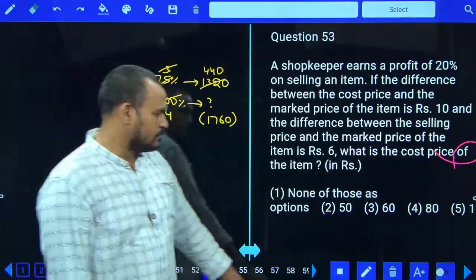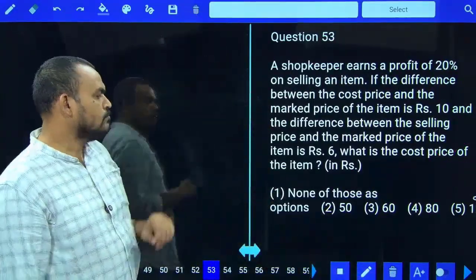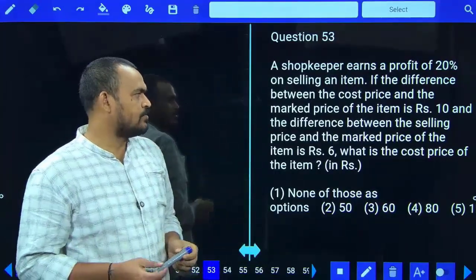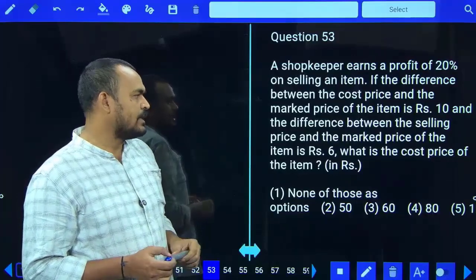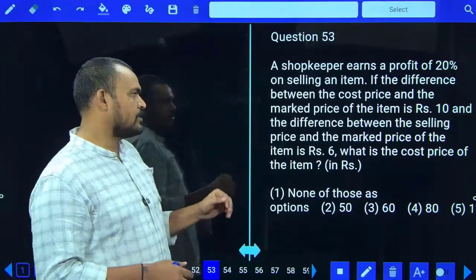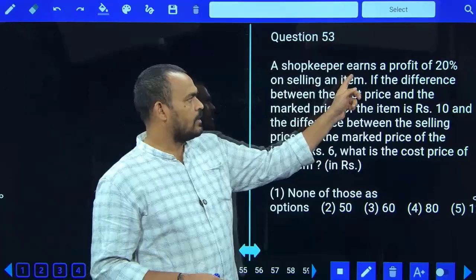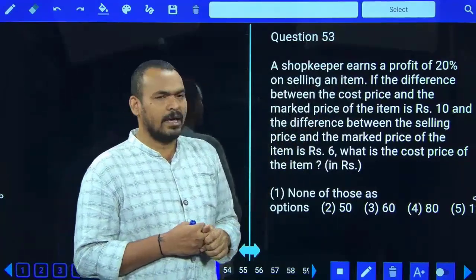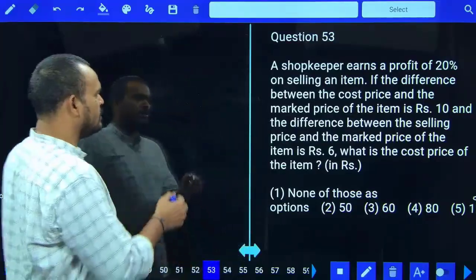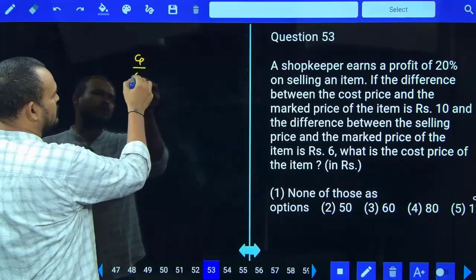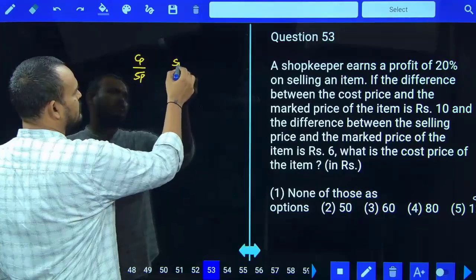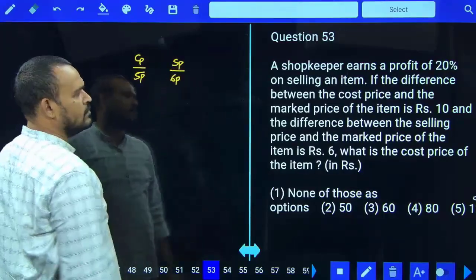Next question number 53. A shopkeeper earned a profit of 20% on selling an item. If the difference between the cost price and market price of the item is 10 and the difference between selling price and market price of the item is 6 rupees, what is the cost price of the item? First of all, shopkeeper earned a profit of 20% on selling an item. 20% profit, what is the fraction? 1 by 5. Means CP how many parts? 5 parts. Out of 5 parts, how many parts are profit? 1 part. After adding profit, selling price becomes 6 parts.